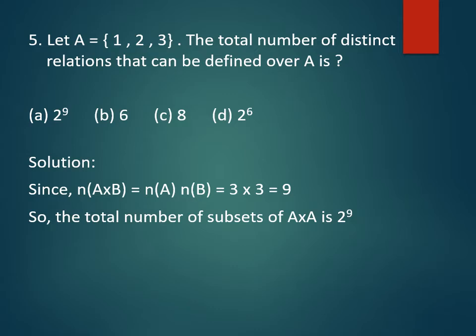So a relation is nothing but a subset of the Cartesian product. And for a set, if the set has n elements, the number of subsets for the given set is 2 to the power n. Using that, the total number of subsets of A cross A is 2 to the power 9. That means the total number of relations on A will be 2 to the power 9. Therefore, the answer will be option A here.